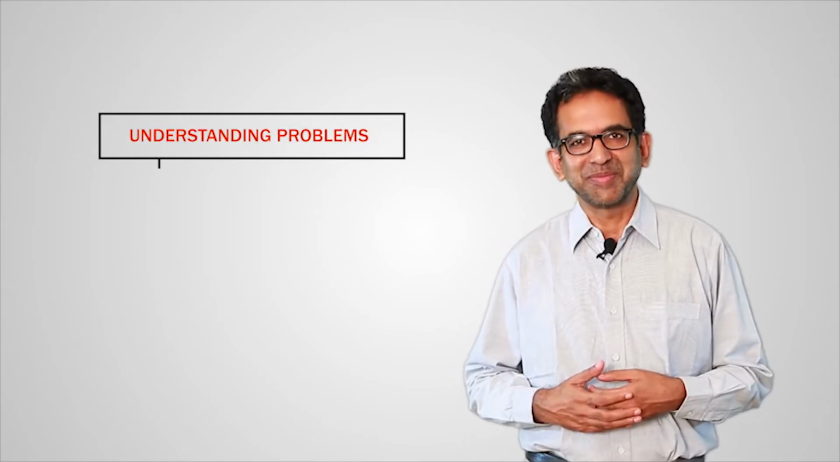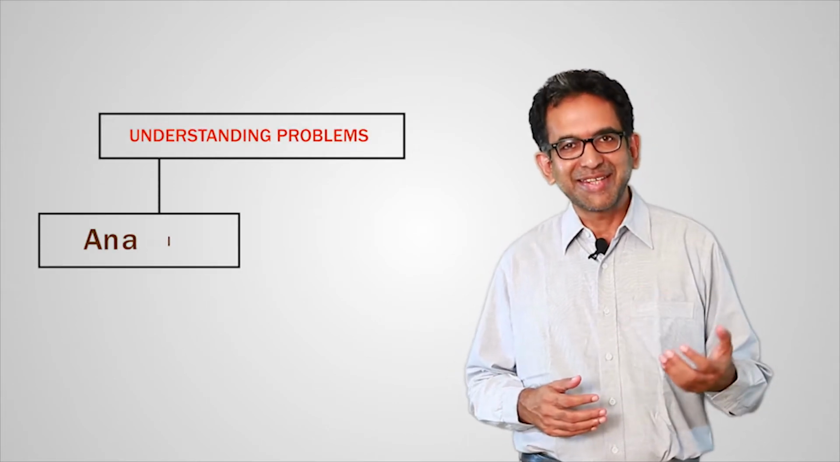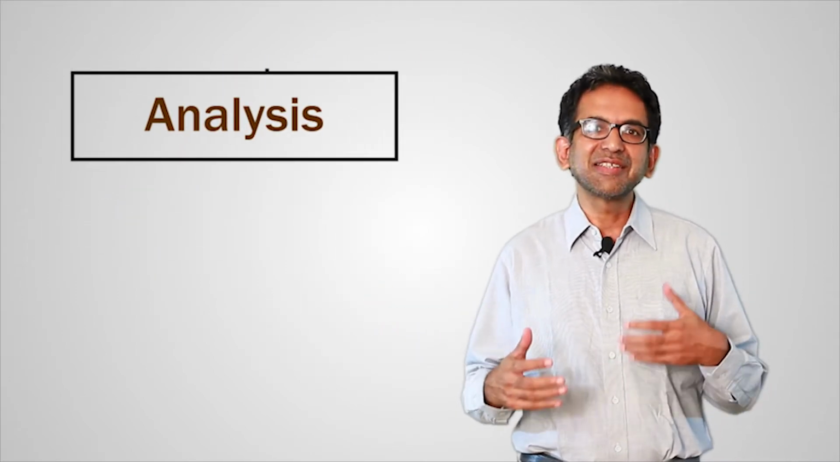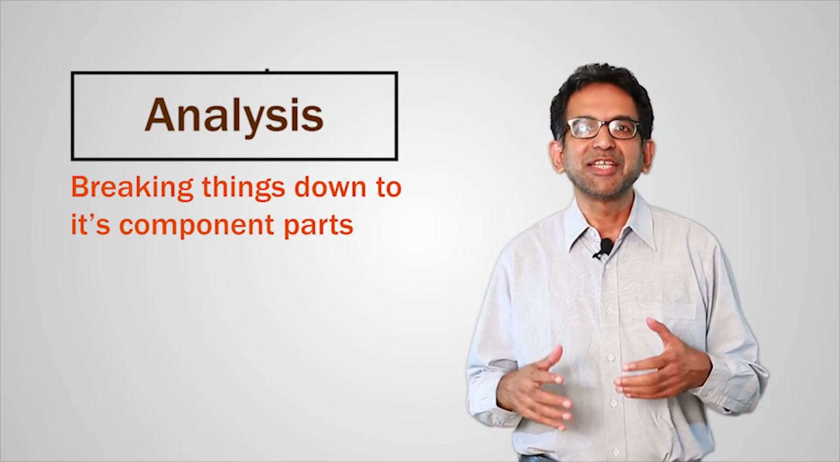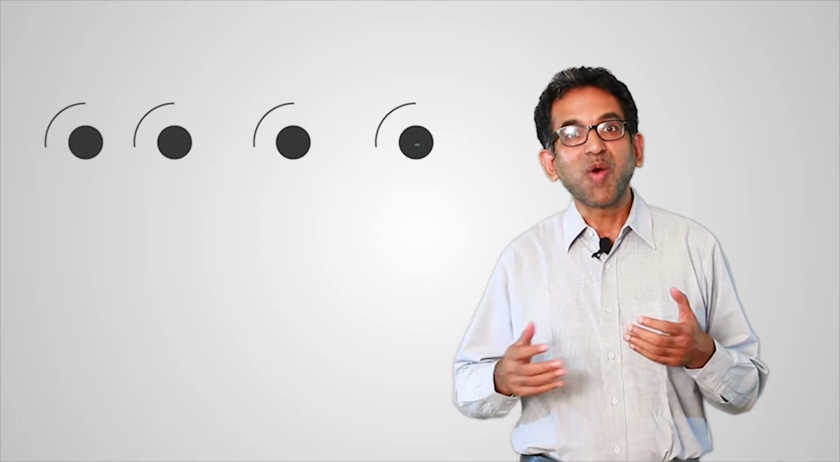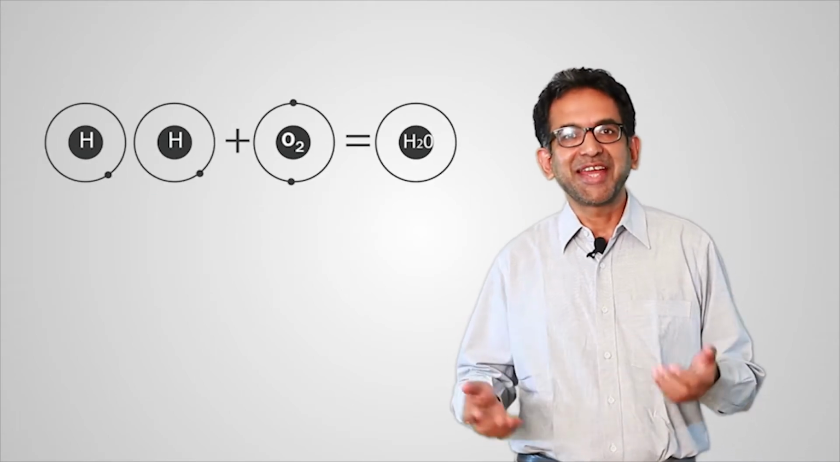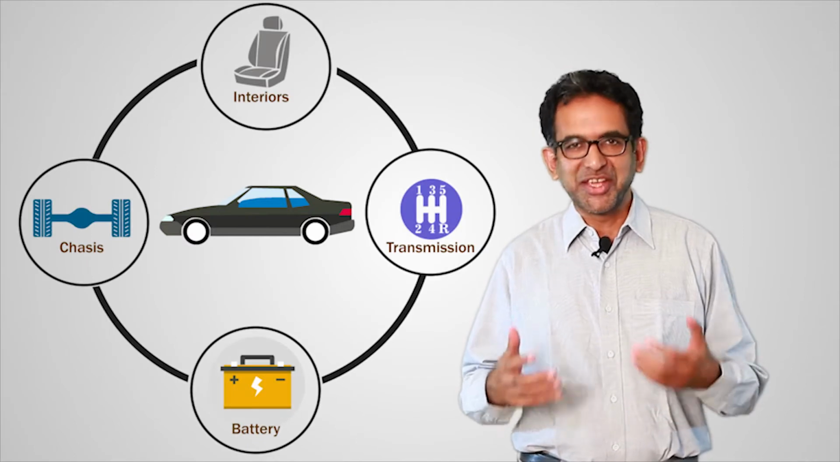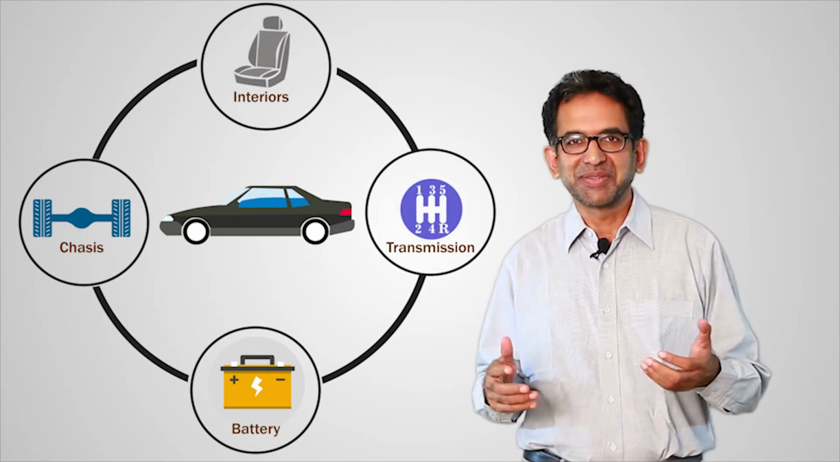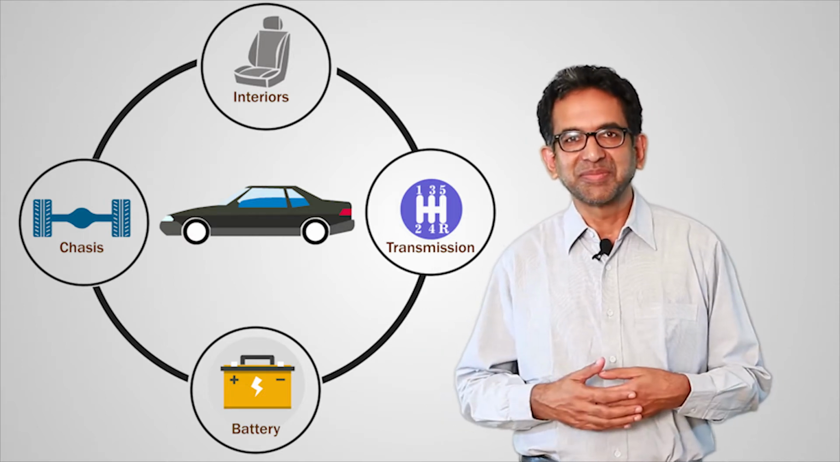Broadly speaking, there are two ways in which we understand problems. One is by analysis and the other by synthesis. Analysis is about breaking things down into its component parts, like understanding how water is made up of oxygen and hydrogen. Similarly, you could look at a car as a combination of engine, chassis, body, suspension, transmission, battery, electrical subsystems, etc.